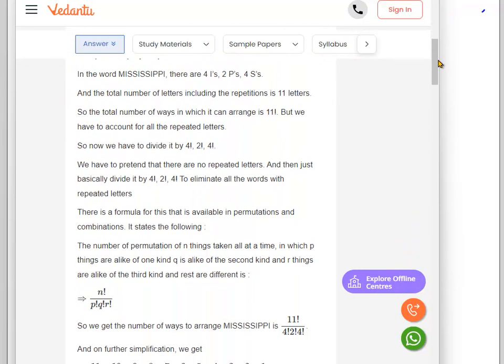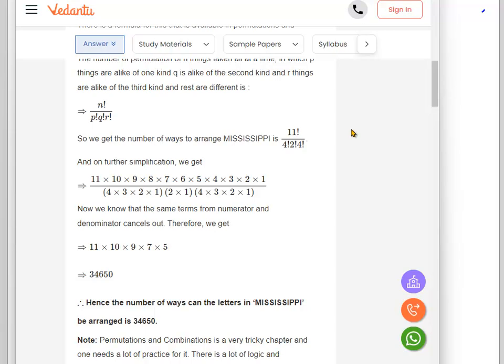And so this one here basically says, well, you arrange the letters, there's 11 of them, but a number of them are repeat letters, such as the I appears 4 times, and the S appears 4 times, and the P appears 2 times.